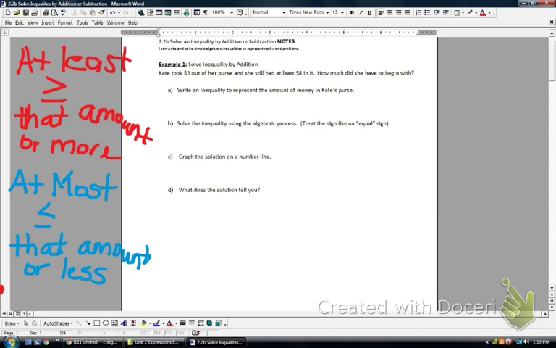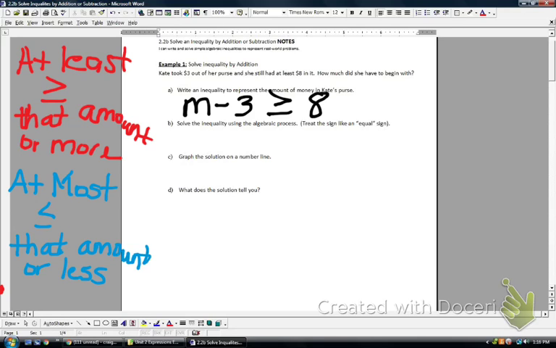So let's go back to our example. Kate took $3 out of her purse, and she still had at least $8 in it. How much did she have to begin with? It says write an inequality to represent the amount of money in Kate's purse. So our inequality is going to look like this: she has M, so she started out with money. She spent or took $3 out, so that's subtraction. And then she still has at least $8 in it. So the amount in Kate's purse is still $8 or more. So there's what our inequality looks like.